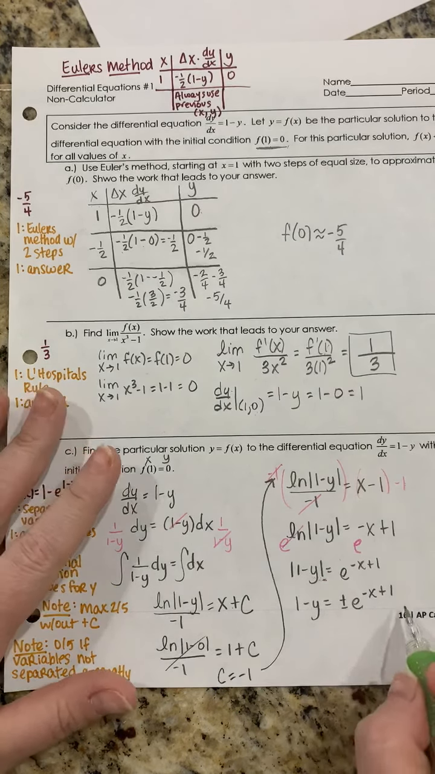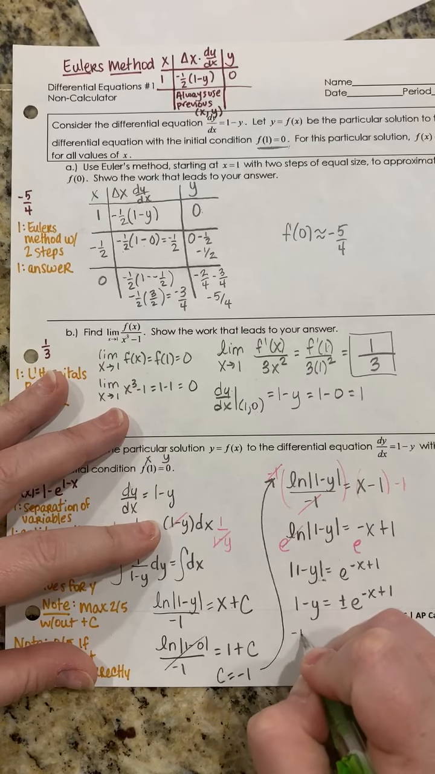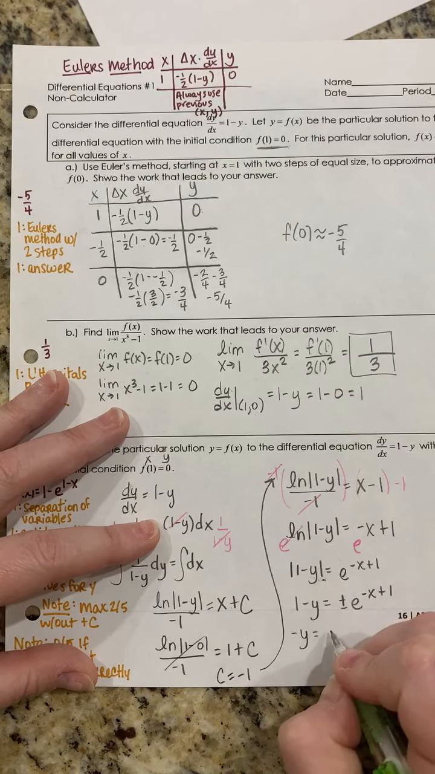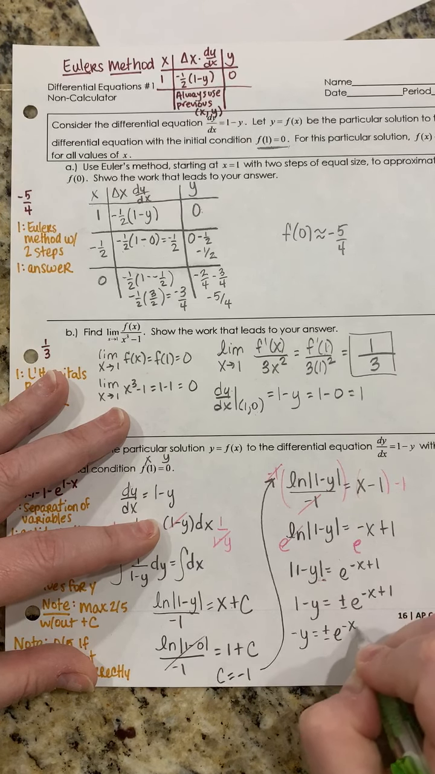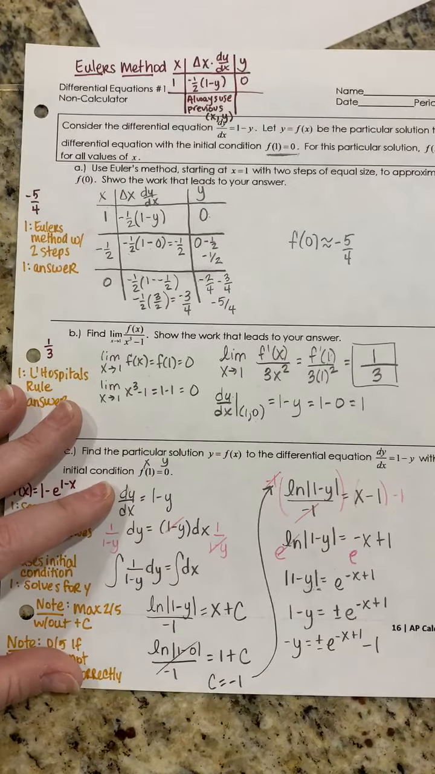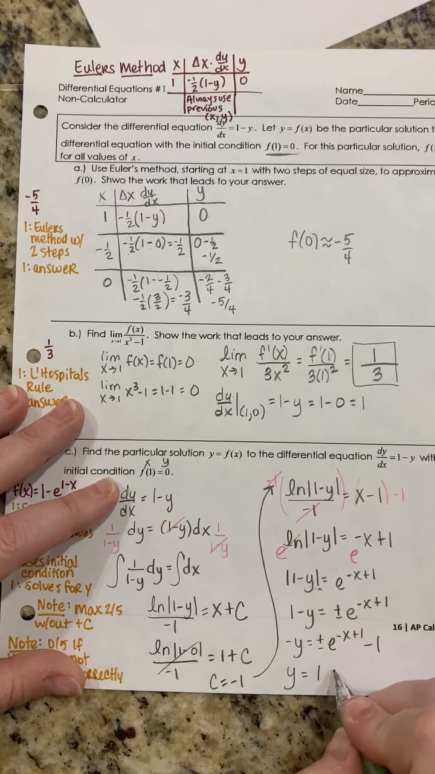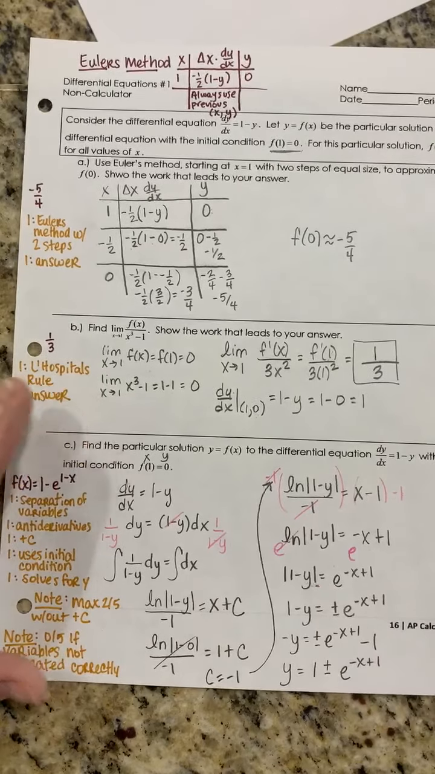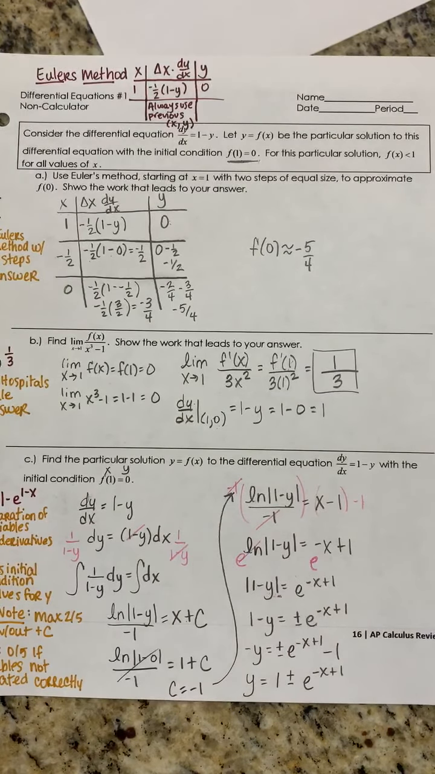Then move the 1 over and divide both sides by negative. So negative y equals plus or minus e to the negative x plus 1 minus 1. When I divide both sides by a negative, I get y equals 1 plus or minus e to the negative x plus 1. Now, AP says you can't give me 2 equations. You have to pick which equation is correct.